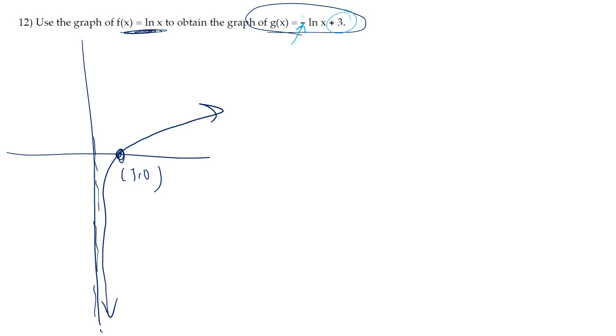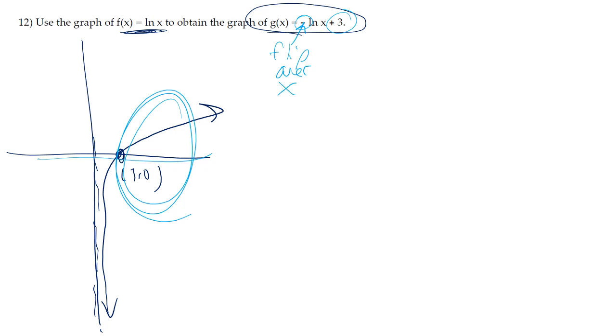So the negative multiplied on the outside, that's going to reflect it. Okay, so which way is it going to reflect it? That's going to reflect it over the x-axis. It's going to flip it this way. Okay, so flip over x. And then plus 3, that's not in parentheses, so that means it's outside. That's going to go up 3 units.